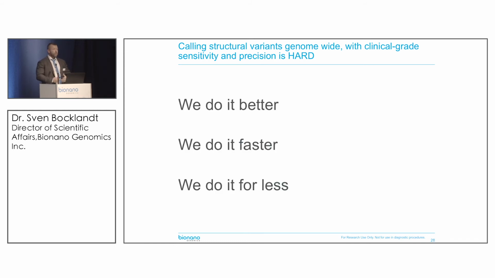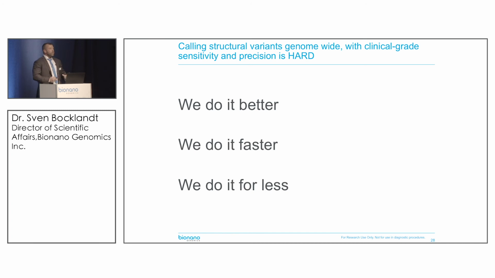We do it better, we do it faster, and we do it for less than any of the sequencing methods around. I showed you better. I didn't really mention fast, but with our improvements in the throughput of the instrument, in the sample prep, the labeling reactions, we can go from sample to results in just 3 days now. And we do it for less. The cost of a genome mapped at Bionano is just about $500 US.